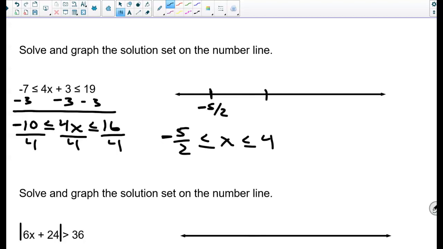Negative 5 halves, 0, and 4. We're going to close the dot. Close the dot because it's less than or equal to. And there's our graph.